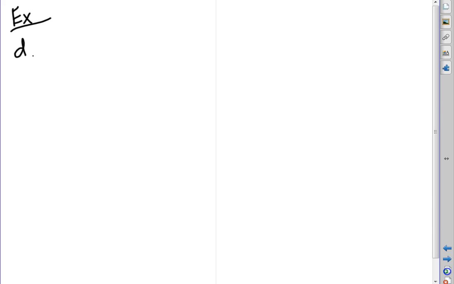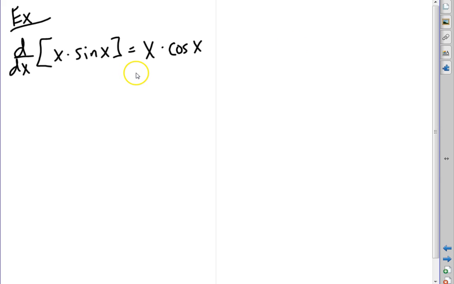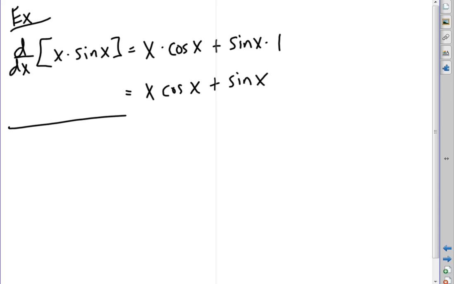And we can do a few examples of this. So first off, just going back to that original problem, what is the derivative of x times sine x? Well, it's going to be the first, which is x, times the derivative of the second. The derivative of sine x is cosine x, plus the second, which is sine x, times the derivative of the first, which is 1. And then if we want to, we can simplify this: x cosine x plus sine x.